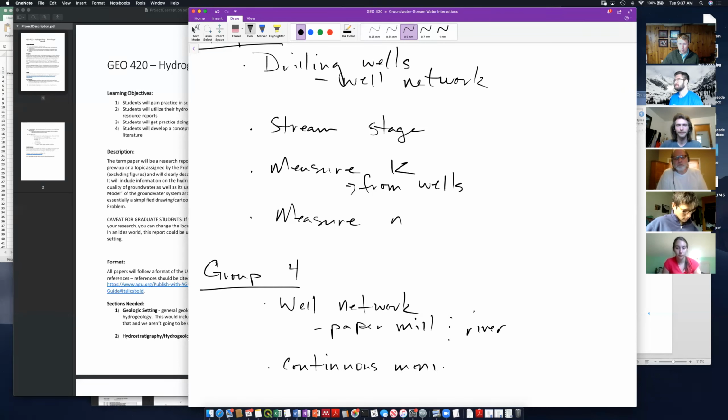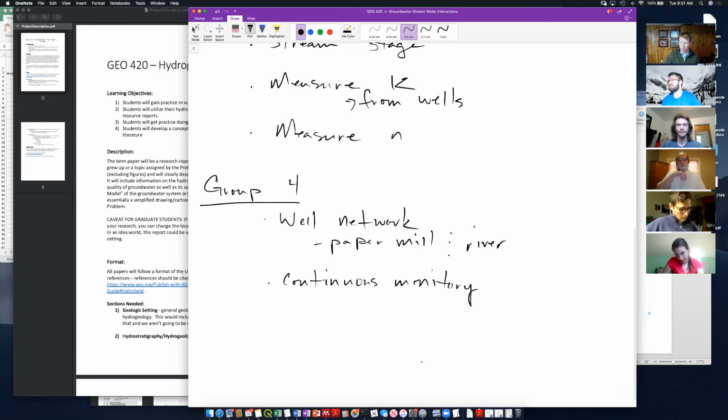Okay, so I lost Andrew, but: a well network, some by the paper mill, some by the river, and monitor those water levels. Payton, could you add in that because it's a paper mill, they're going to have their own wastewater treatment setup. You could calculate the recharge of that contaminated water back into the ground from there, so you could also tell which way it's moving.